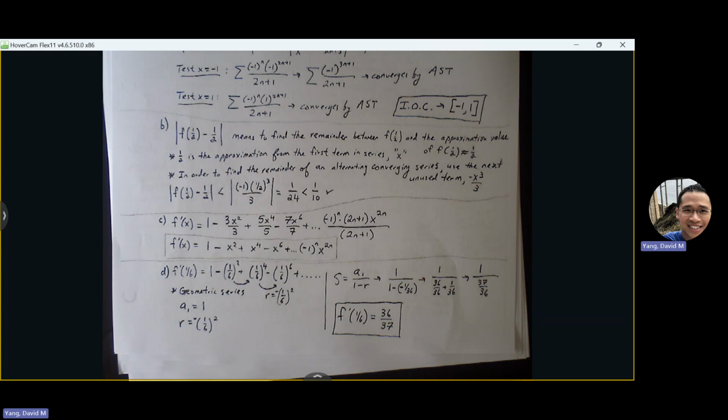So therefore, we know the absolute value of f of 1/2 minus 1/2 is guaranteed to be less than the absolute value of the first unused term, which is 1/2 cubed over 3. If we clean this up, this ends up being 1/24th, and 1/24th is clearly less than 1/10. We've confirmed that this is true, right? Our error bound is clearly less than 1/10 because our error bound is 1/24.